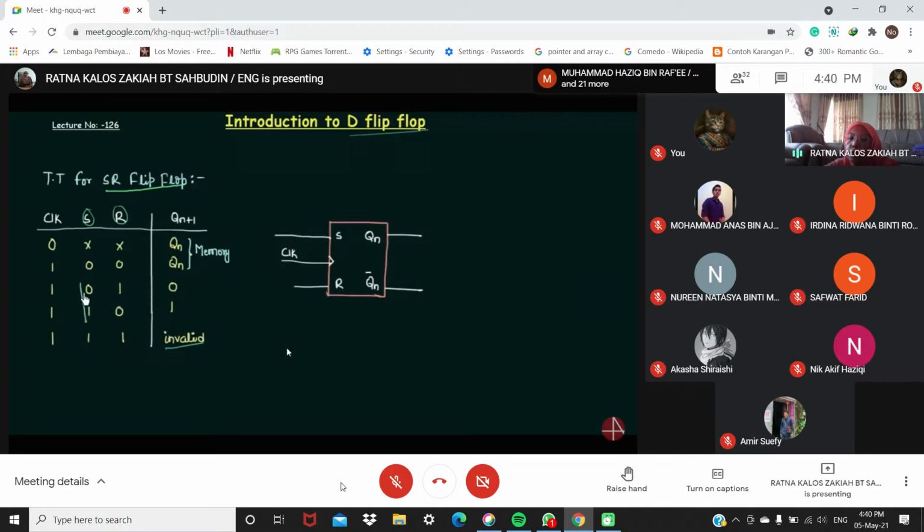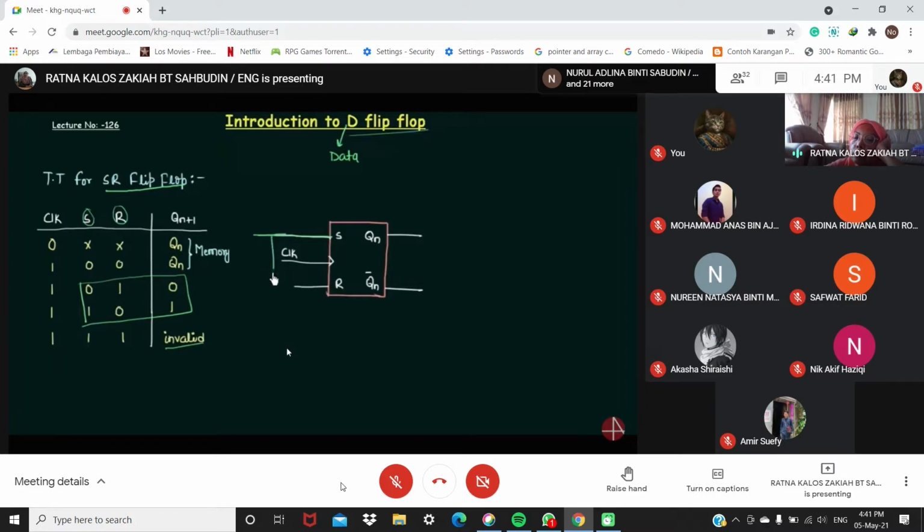So if you just want your data to be stored, then you can have your D flip-flop, where D is data. And it is one of the most commonly used flip-flops, because you just give your input, store the data, and remove the clock. Your data will be there. So it is a very important flip-flop, and the JK flip-flop is another most widely used flip-flop that we will see.